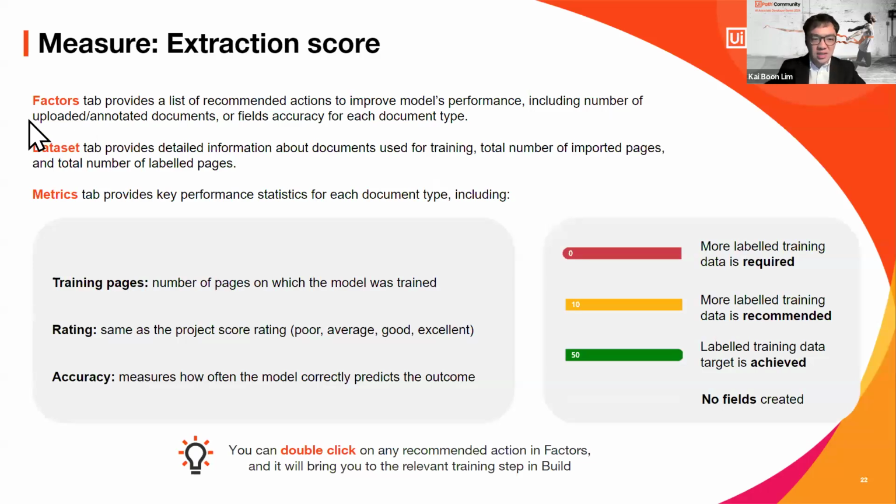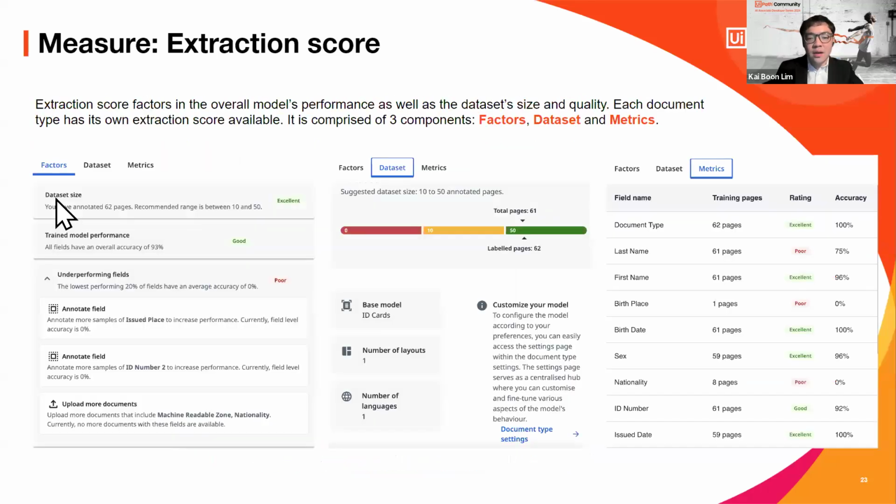For the factors portion, this is where you'll find the recommendations. For the data set portion, this is where you'll find, again, recommendations on whether you have enough documents in your project based on the number of layouts and the complexity of the layouts. And last but not least, you have metrics. This is the field level statistics of your project. So in one glance, we have some screenshots here to show all 3 tabs.